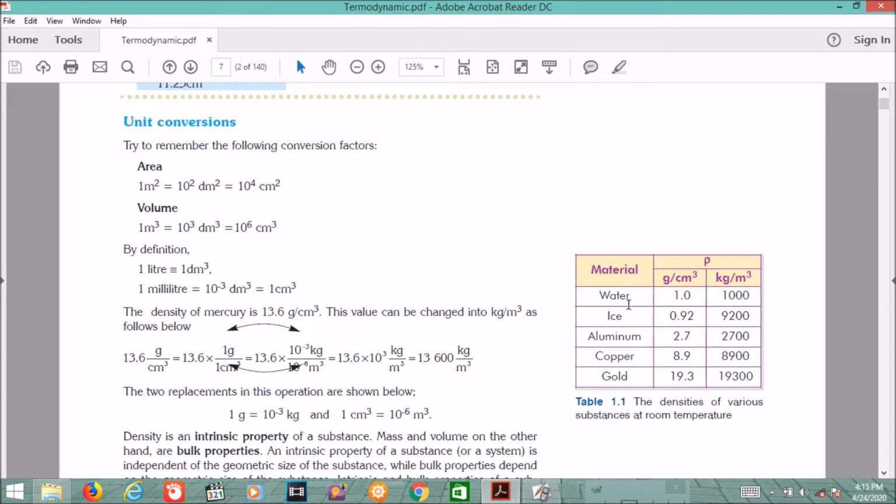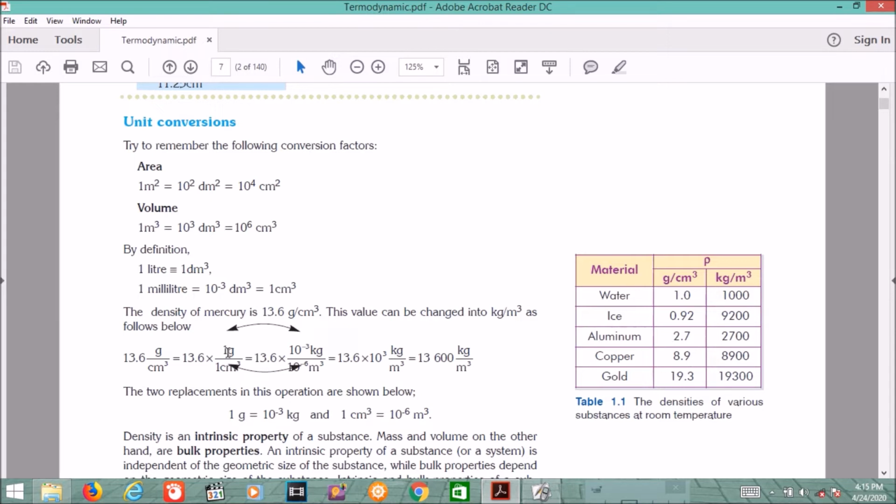There is a table of materials with their own density in SI unit, kilogram per meter cube, and in another unit, gram over centimeter cube. And then you can replace centimeter cube here with milliliter, because 1 milliliter equals 1 centimeter cube. So you can say water has a density of 1 gram over milliliter. It is the same for the others.